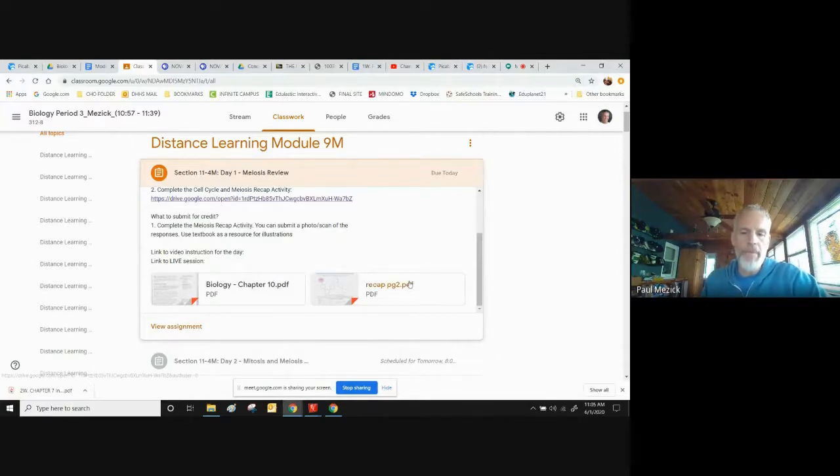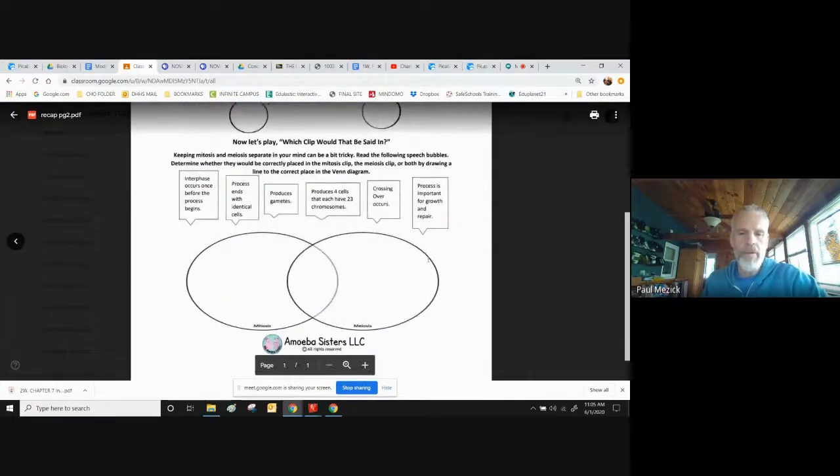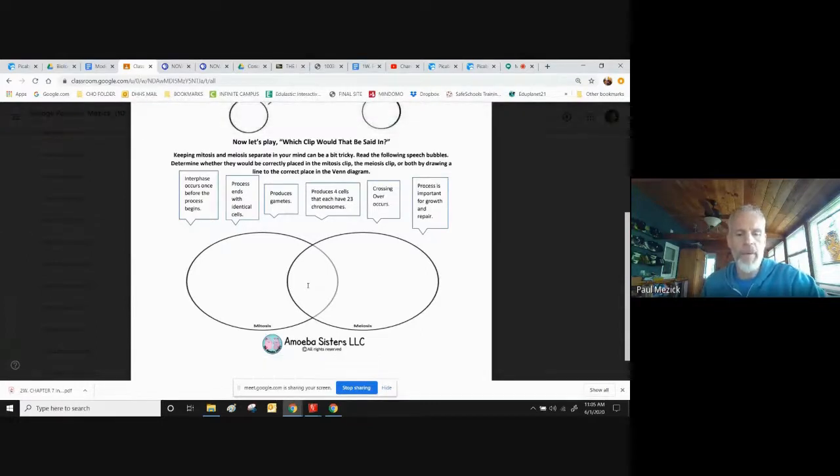So you'll do the recap, and then there's a Venn diagram, and in that Venn diagram, you're putting some of the words that both resemble what happens in mitosis and what happens in meiosis. In my opinion, what I would do is go back to last week and take a look at mitosis at the end there. Look at the quiz that you did and see if you can go back into some of the vocab cards. You might see some of these same vocab words here.